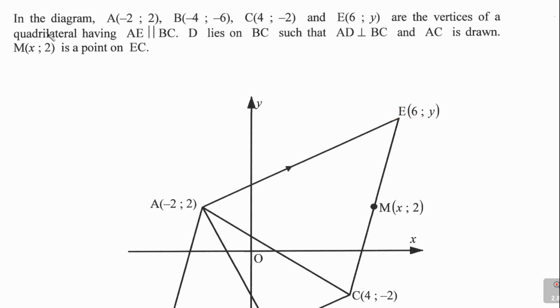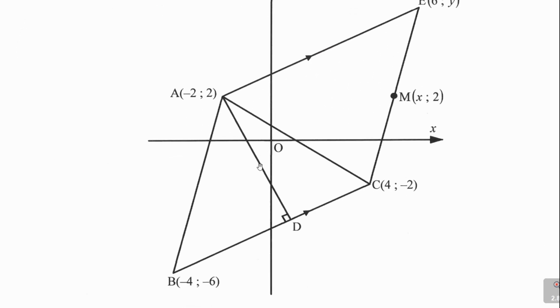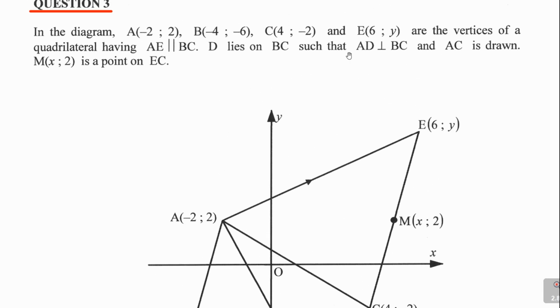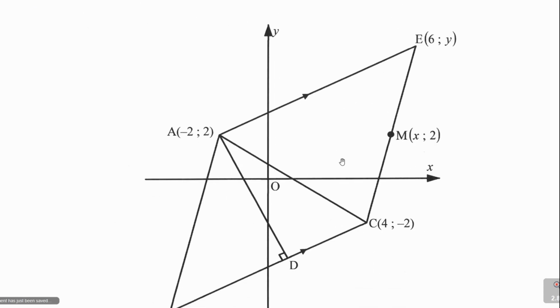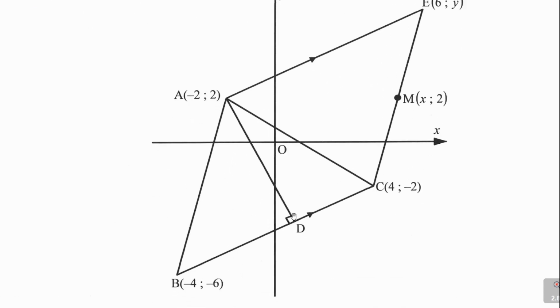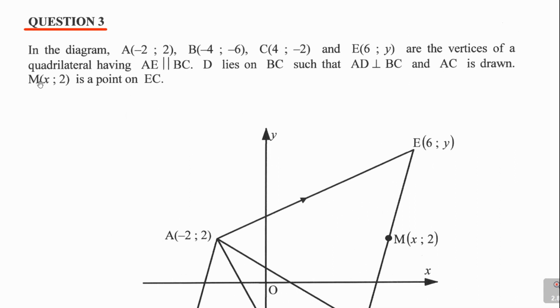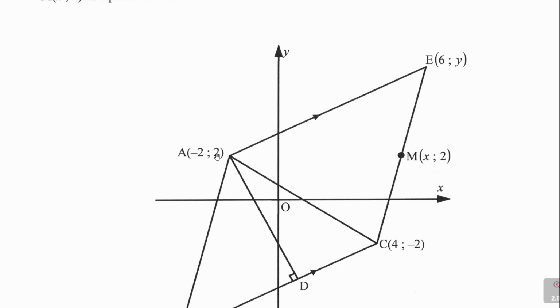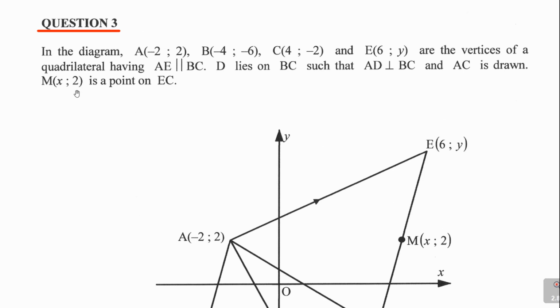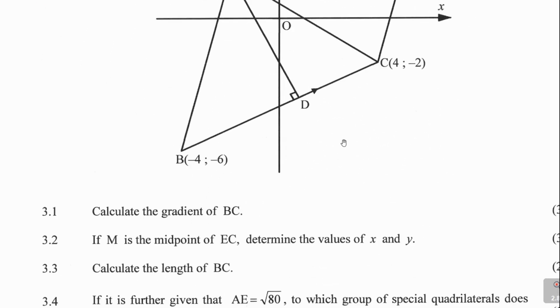They're saying at the vertices of a quadrilateral having AE, you can see there is the AE part, and they are telling us that it is parallel to BC, such that AD is perpendicular to BC. There is the 90 degree there, and AC is drawn. We can see A and C there, and then M, which has x2 coordinates, is a point on EC. All right, let's get this done.